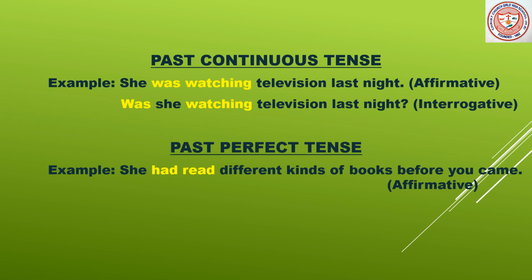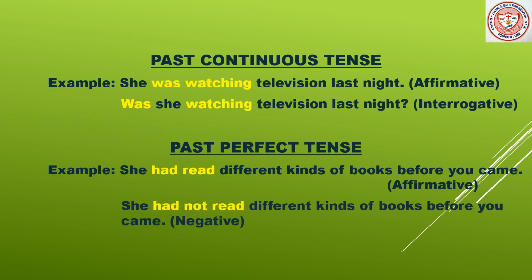If two actions happen in the past, it may be necessary to show which action happened earlier than the other. Past perfect is mainly used in such situations, and it will be considered as past perfect tense. Next one: she had not read different kinds of books before you came. You can follow that this is a negative sentence which has been transformed into the negative from the affirmative one, and this is related to the past perfect tense.